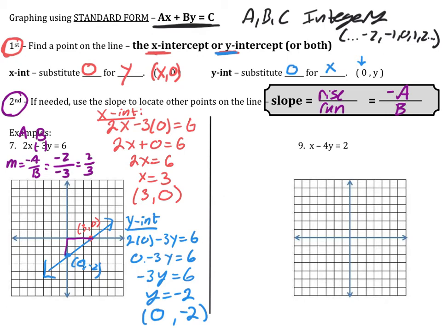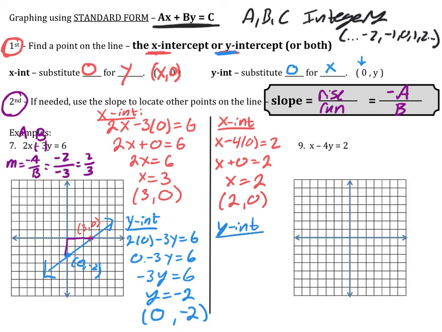So we're now on example number 9, and we want to find our 2 intercepts to start with. Let's start with our x-intercept. For this, I'm plugging in 0 for the other variable, y. So this is going to be x minus 4 times 0 equals 2, or x plus 0 equals 2. Anything plus 0 is just itself, so we have x equals 2. All right, let's write that as a point, 2, 0.